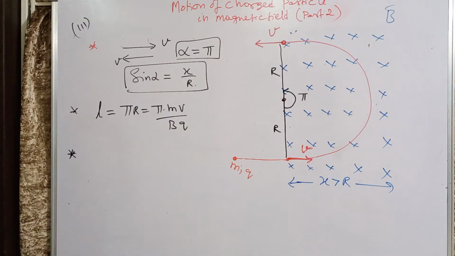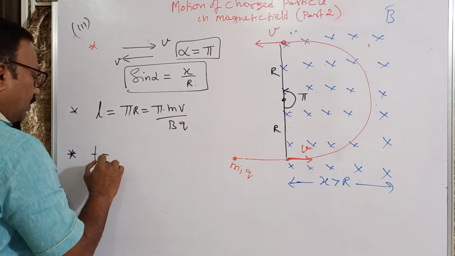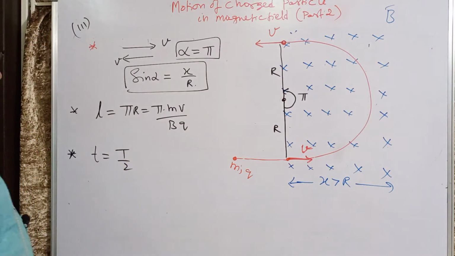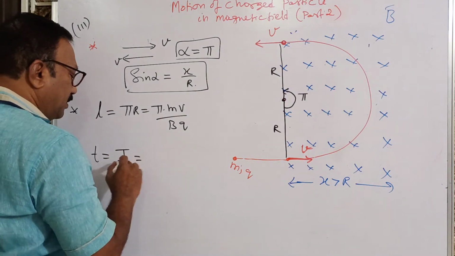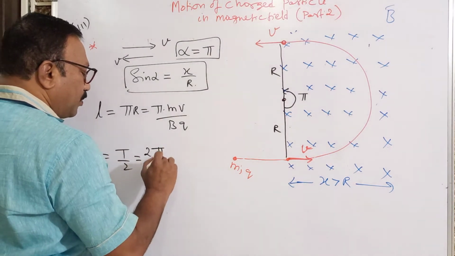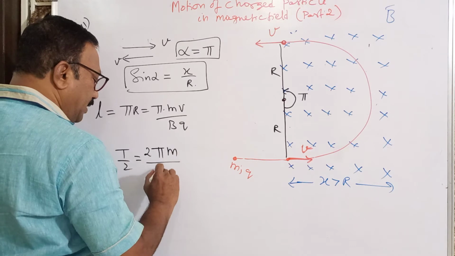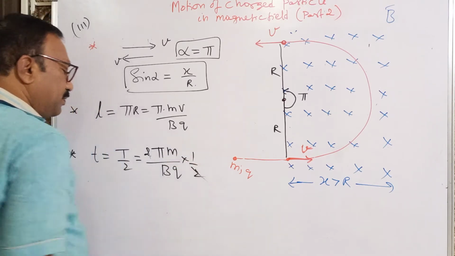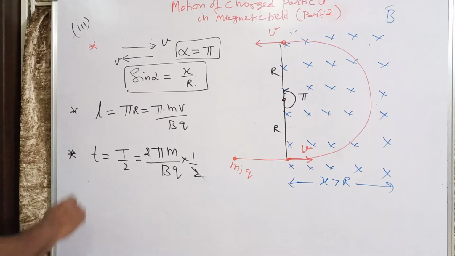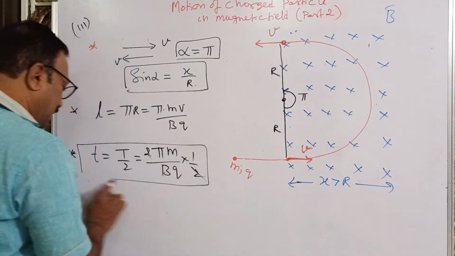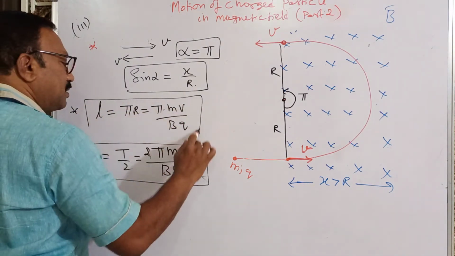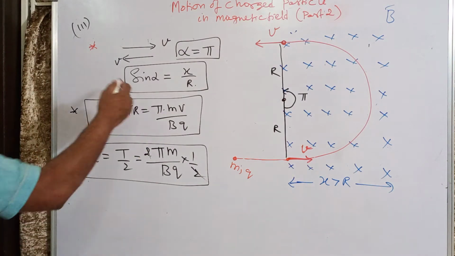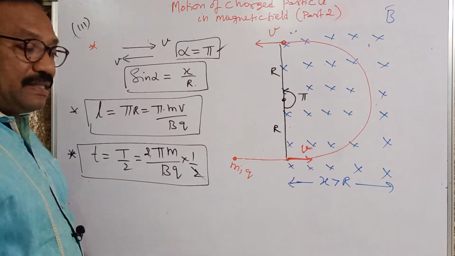Third, how much time will it spend inside? It will no doubt spend half of the total time period. That is, what is the time period? 2 pi m by BQ into 1 by 2. So pi m by BQ. This is the time spent inside the magnetic field. This is the distance traveled inside the magnetic field. This is the angle through which it is deflected.